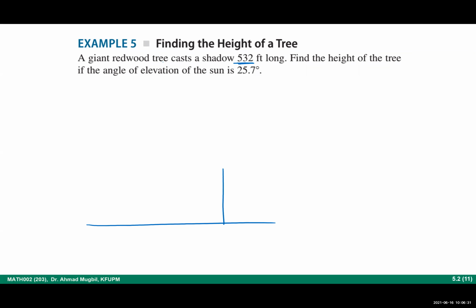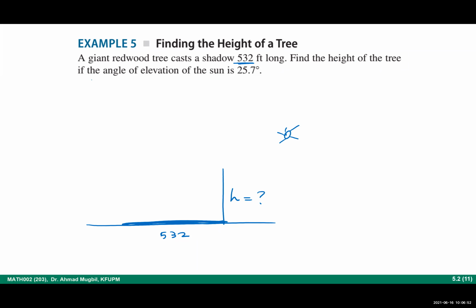A giant redwood tree cast a shadow. So this is the shadow of, let's say, the tree, 532. Since the shadow is here, it means that the sun is here. Find the height of the tree. So we need to find, let's call it h, the height of the tree.